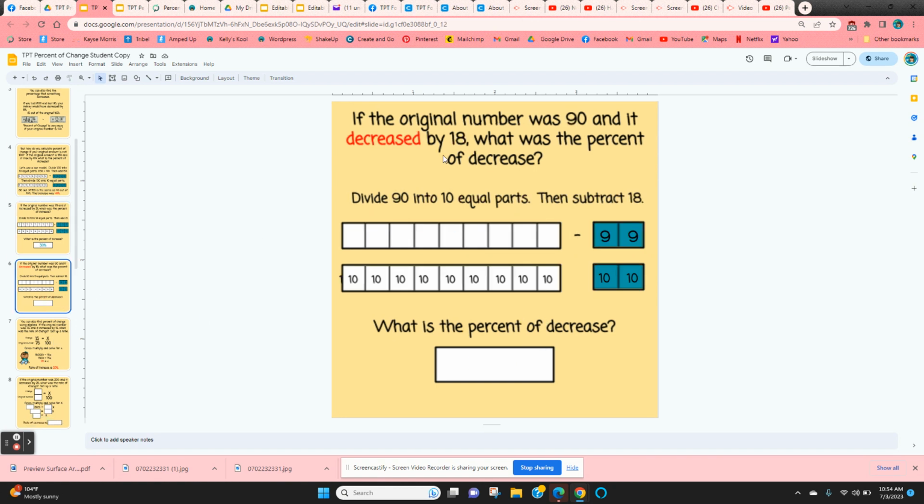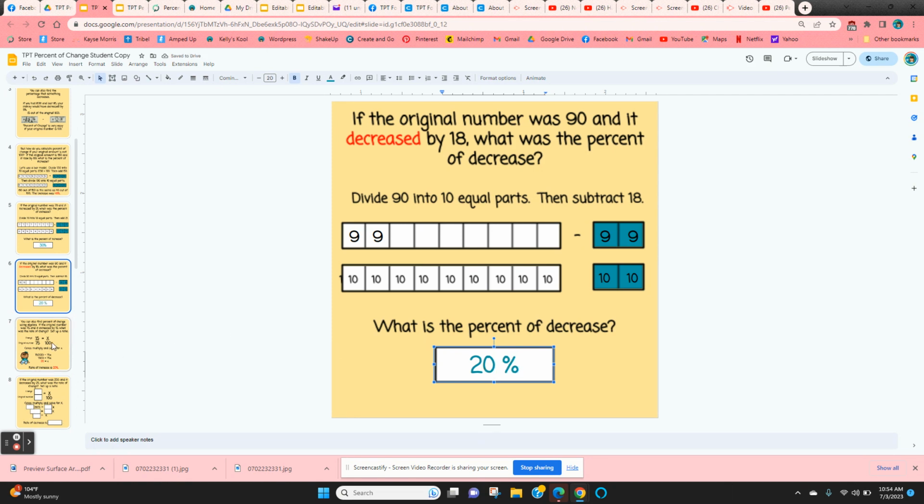They're going to do the same thing on the next one. The original number is 90, but this time it decreased by what percent? So if we divide 90 into 10 equal parts, each one of these is going to be 9 all the way across. We're subtracting 18, so that would be 2 9s. And then we compare it to our percentage. So 2 boxes of 9, that'd be 18, or equivalent to 2 boxes, or 20%. So the decrease was 20%.